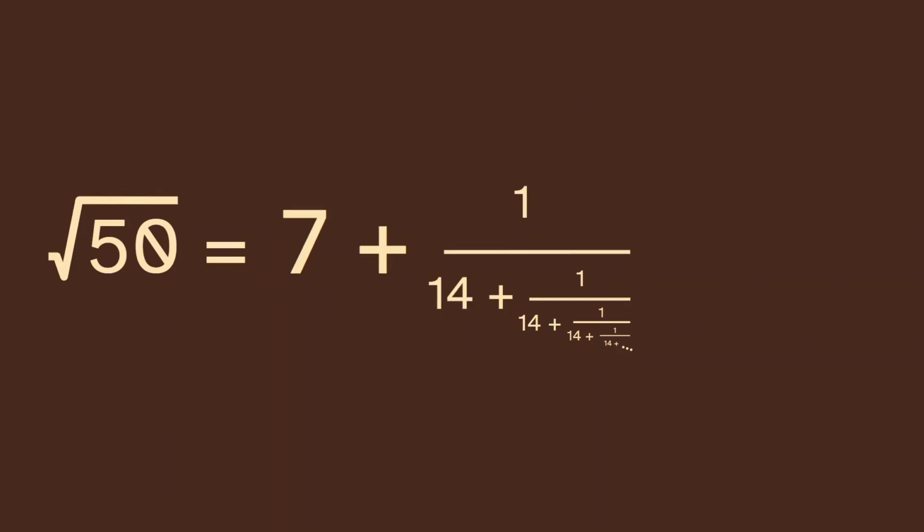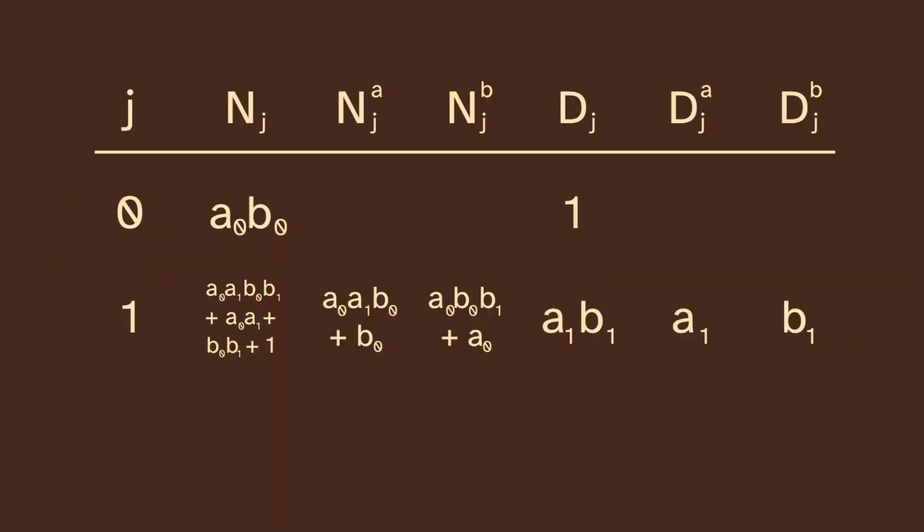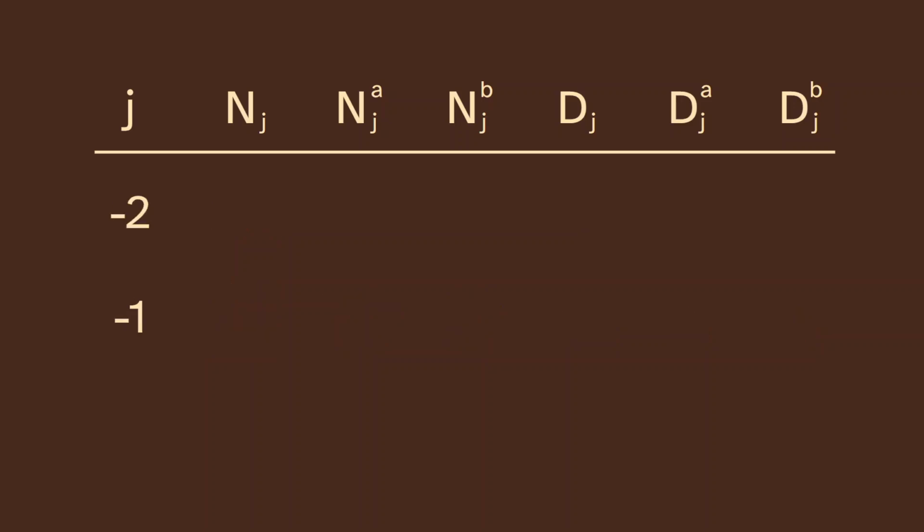And to do this more generally, we can start with this set of values and then just perform that process. But instead of this set of values for j, 0, and 1, we could go back to j, -2 and -1, and instead get this set of values, which is so much nicer.